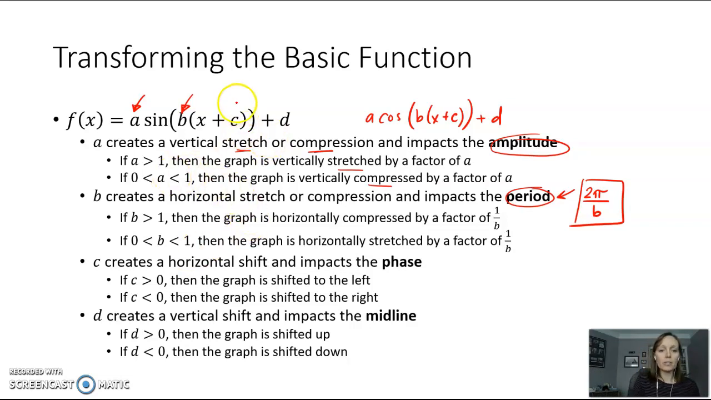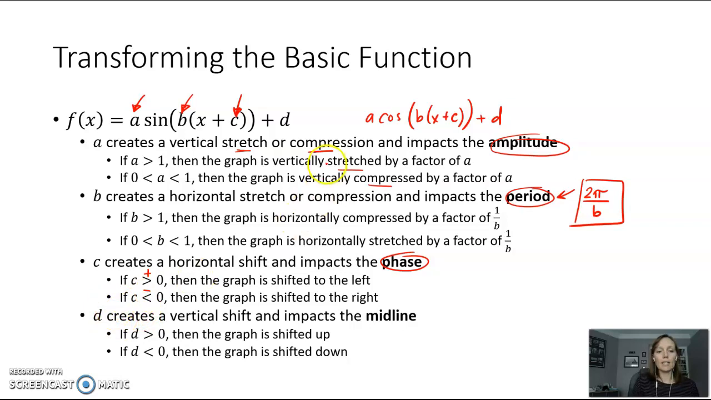Okay, c here, which is adding or subtracting something to x, is a horizontal shift. So it moves it side to side, which means that it impacts the phase. So it tells you where that starting point is going to be, and then you could then determine what the ending point is from there. So it impacts the phase. If c is greater than 0, so that means if c is positive, then your graph is moving to the left. Remember, we've dealt with this in the past. And if c is less than 0, meaning c is negative, then the graph moves to the right.